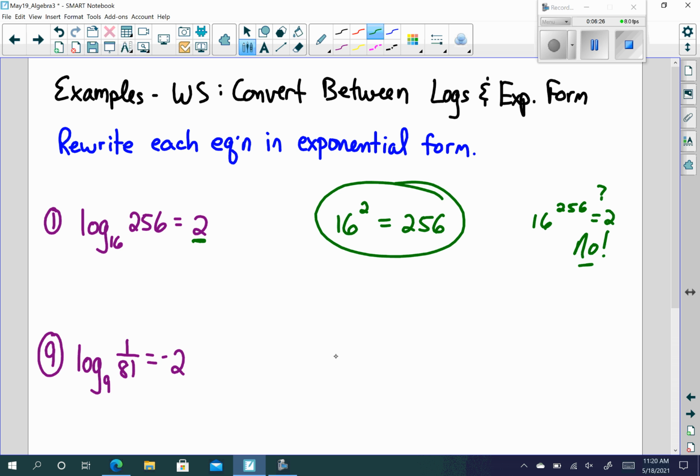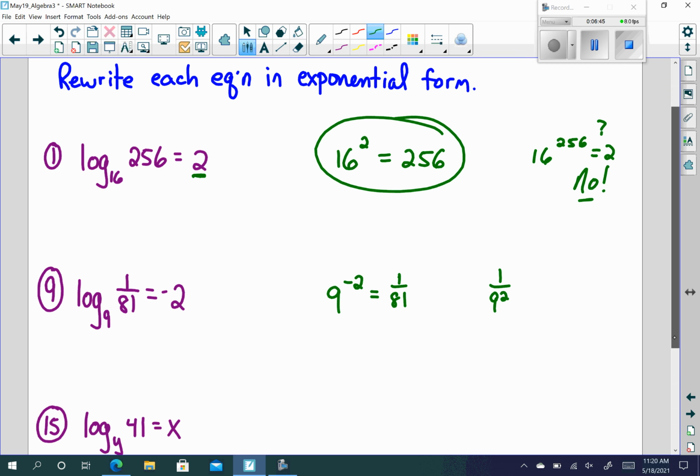Our base here is 9. The power would be the -2. And then the number is what's after the log here, so we have 1 over 81. And is this true? Is 9 to the -2nd 1 over 81? Yes, because 9 to the -2nd becomes 1 over 9 squared, which is 1 over 81.